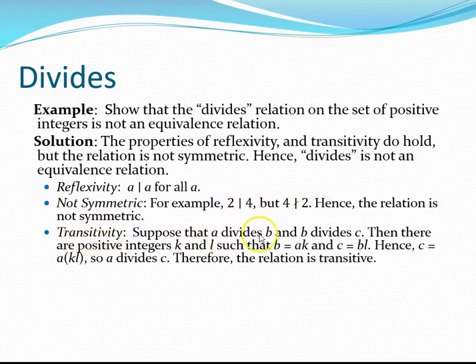Transitivity: suppose that a divides b and b divides c. Then there are positive integers k and l such that b is ak and c is bl. Hence c is equal to, replacing b with ak, akl. So a divides c. Therefore, the relation is transitive.